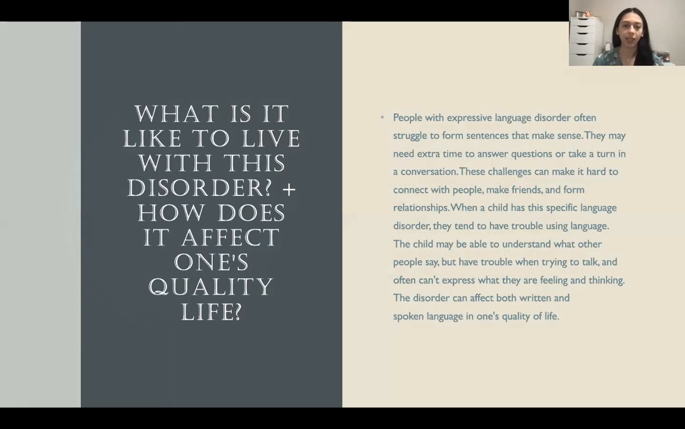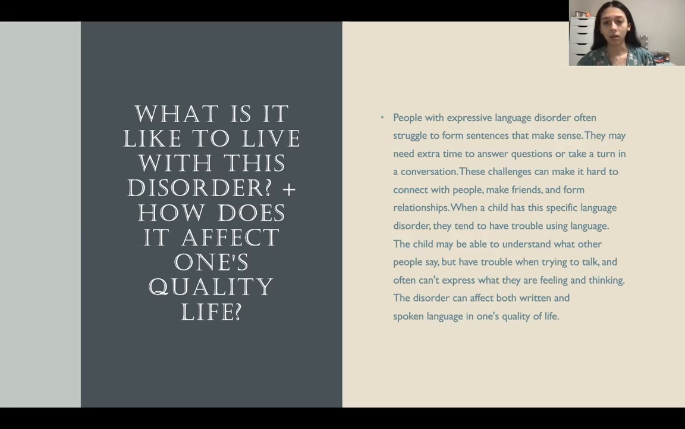What is it like to live with this disorder? How does it affect one's quality of life? Before I continue, I believe I also used the abbreviation ELD in the disorder section. I'm not too sure if I did, but if you hear me say ELD, that's expressive language disorder. So let's get back. People with expressive language disorder often struggle to form sentences that make sense. They need extra time to answer questions or take a turn in a conversation. So I speak, they speak, let them take their time in responding, and then I speak again. That's basically what I mean by this.